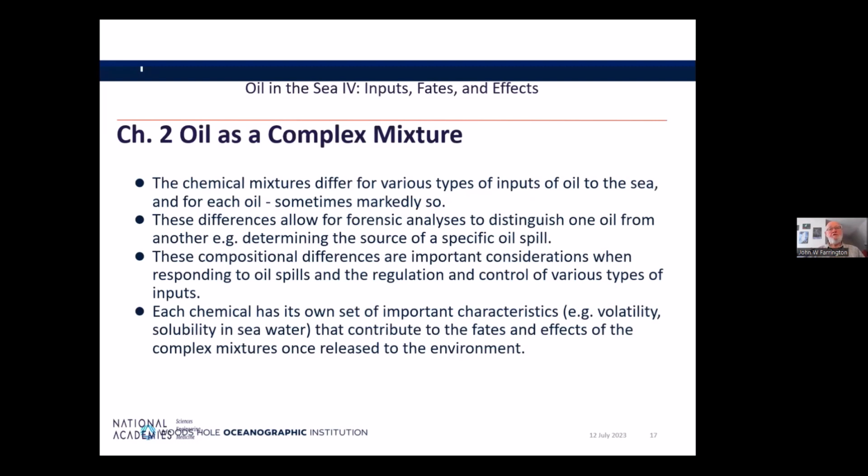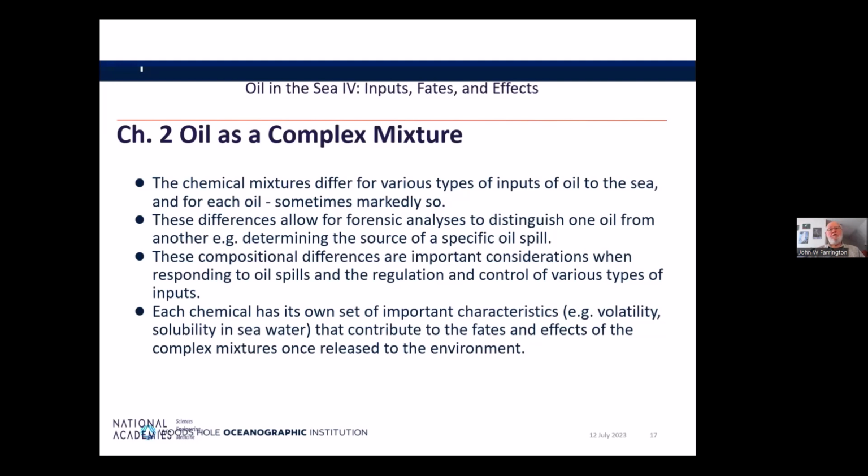The chemical mixture differs for various types of inputs of oil to the sea and for each oil, sometimes markedly so. These differences allow for forensic analysis to distinguish one oil from another for determining the source of a specific oil spill, for example. These compositional differences are important considerations when responding to oil spills, and the regulation and control of various types of inputs. And each chemical has its own set of important characteristics, e.g. volatility, solubility in seawater, etc., that contribute to the fates and effects of complex mixtures once released to the environment.